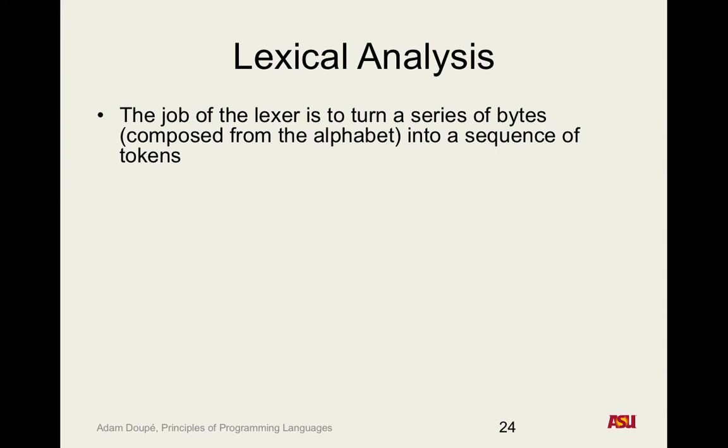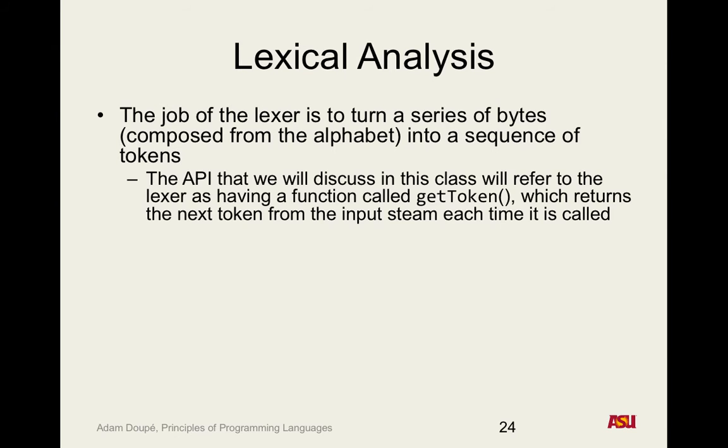We briefly alluded to it when we talked about project 2, but we're going to think of lexers from the API level as having a function called getToken that returns a token. So getToken will return the next token from the input stream each time it's called. So you keep calling getToken, getToken, getToken, and that function is turning those raw bytes into abstract tokens for the rest of your analysis to work on.